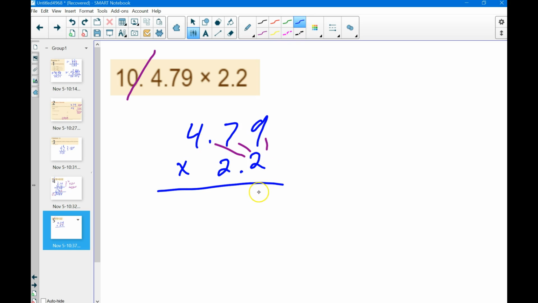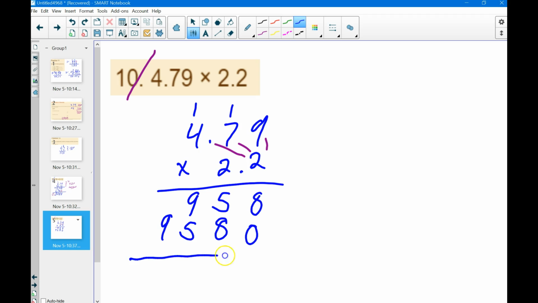So 2 times 9 gives me 18. Put an 8 down, carry the 1. 2 7s are 14. Plus 1 is 15, so I'll put my 5 down, carry my 1 again. And I go again. 2 times 4 is 8, plus 1 is 9. This time I'm not going to forget to move over 1 because it'll put a 0 right here. And because it's 2, it's going to be the same numbers. 8, 5, 9. Down here, it's the same game. So I'm just kind of breezing through that.